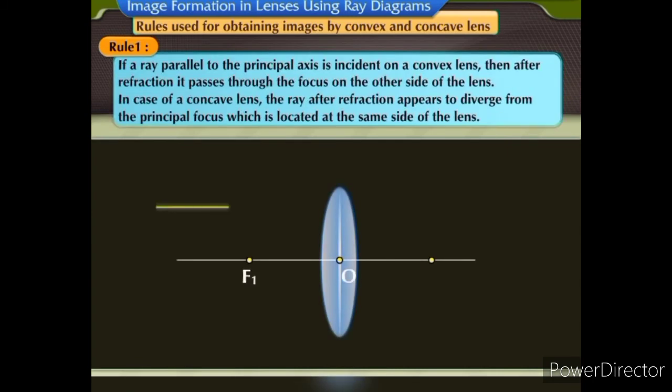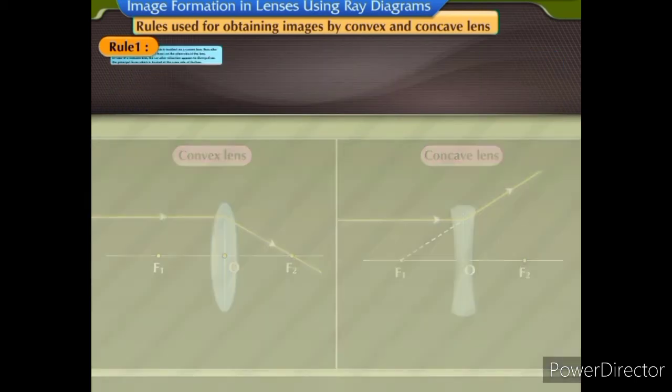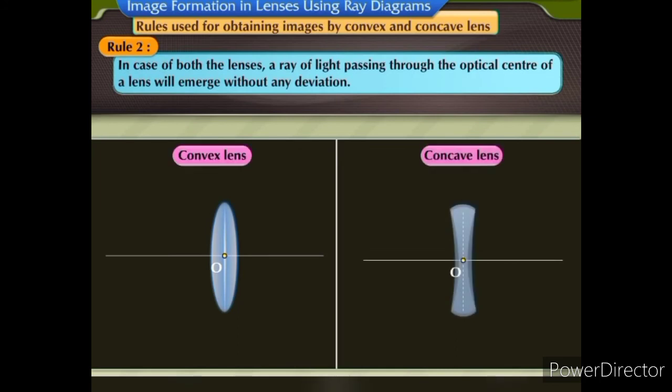Rules used for obtaining images by convex and concave lens. Rule 1. If a ray parallel to the principal axis is incident on a convex lens, then after refraction it passes through the focus on the other side of the lens. In case of a concave lens, the ray after refraction appears to diverge from the principal focus, which is located at the same side of the lens. Rule 2. In case of both the lenses, a ray of light passing through the optical center of a lens will emerge without any deviation.